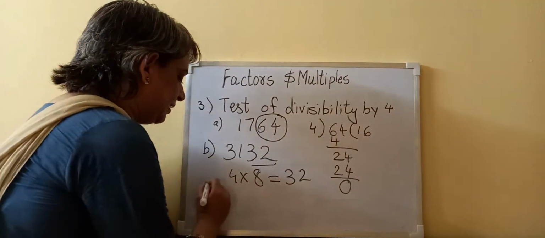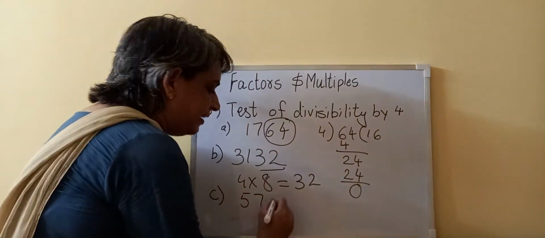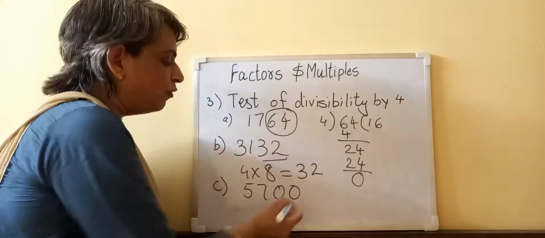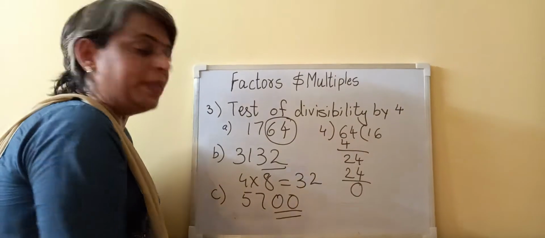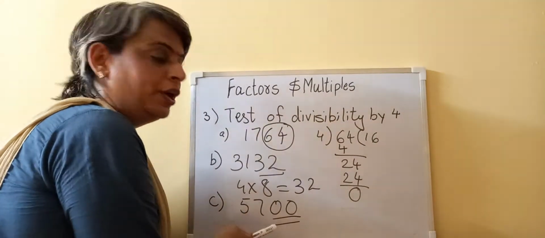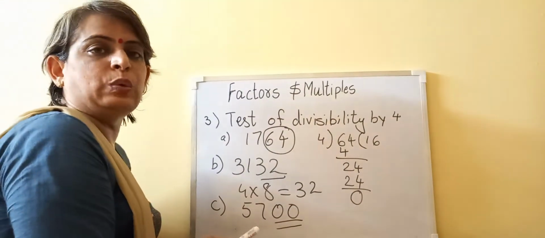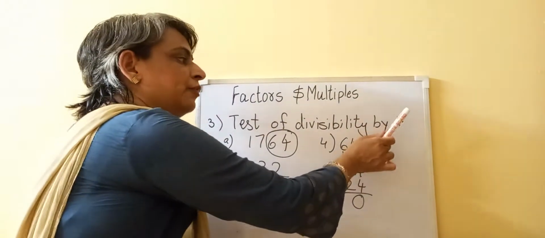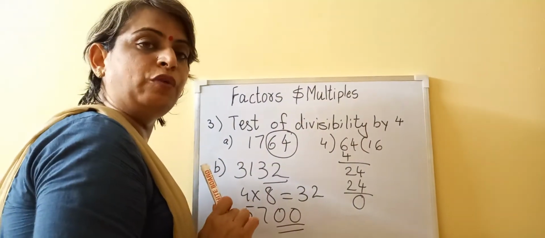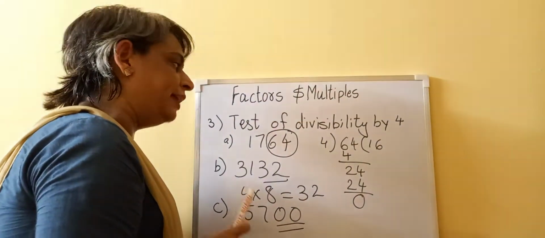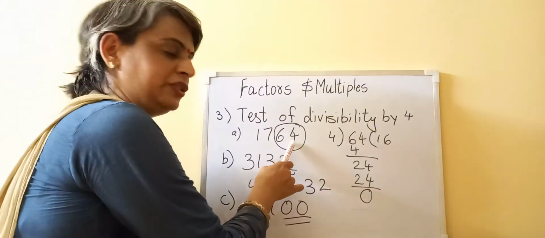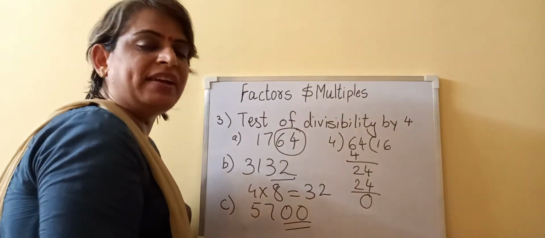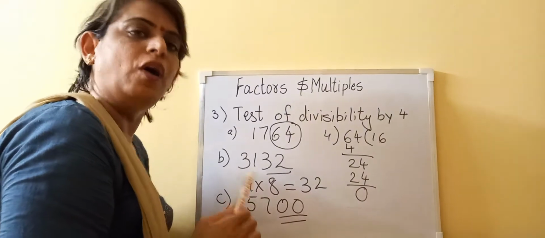One more number is there. Suppose I write here 5700. Now what are the last 2 digits here? The last 2 digits are 00. So in this case also, this number is divisible by 4. So what is the rule of 4? The rule of 4 is that you take only the last 2 digits and check whether they are divisible by 4 or not.